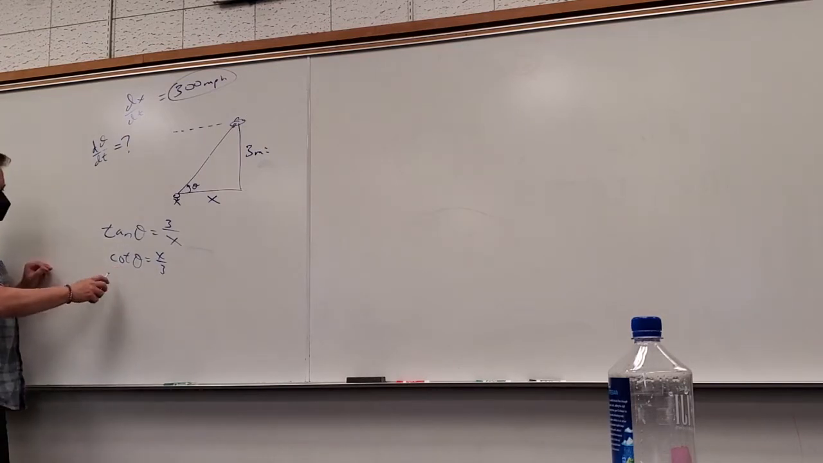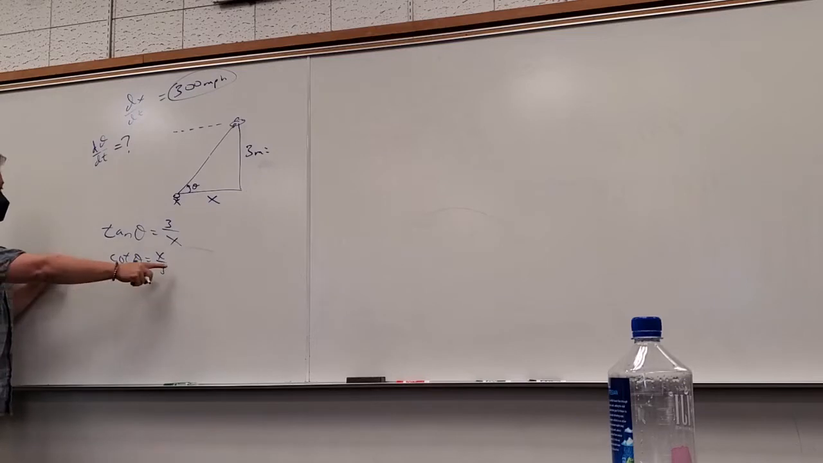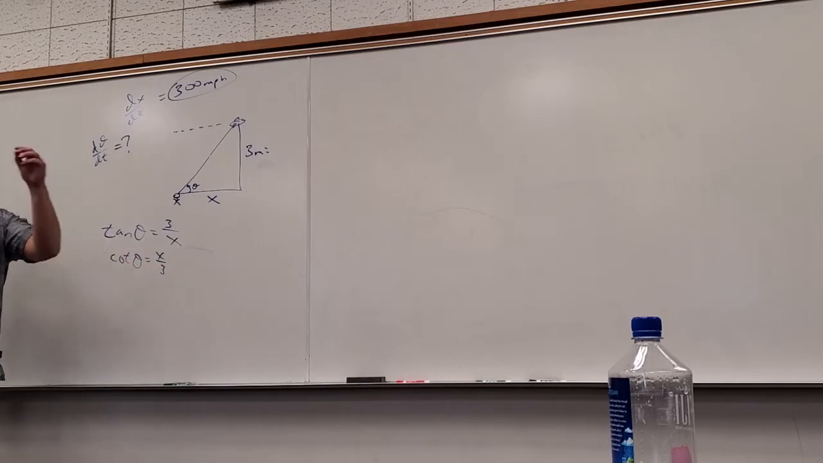Alright, so what's the derivative of cotangent? Let's see if you guys remember what's happening. What are we taking the derivative with respect to? Theta? No. Time. Right? I'm letting time pass. Is there any time variable in here? No. Well, what's happening to theta over time? It's changing. What's happening to x over time? Changing. So they are both functions of time.